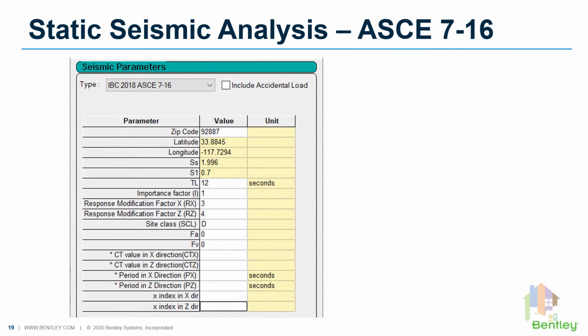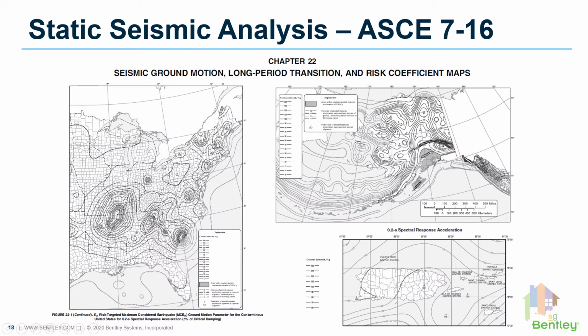For this code, there are a few inputs which you need to specify to properly calculate the seismic coefficient values. In chapter 22 of the ASCE 7-16 code, seismic ground motion and risk coefficient maps are plotted, which are prepared by the United States Geological Survey in collaboration with FEMA and ASCE. From these maps, for different latitude and longitude, you can get the SS and S1 values, which are the risk targeted maximum considered earthquake ground motion parameters for 0.2s and 1s spectral acceleration.